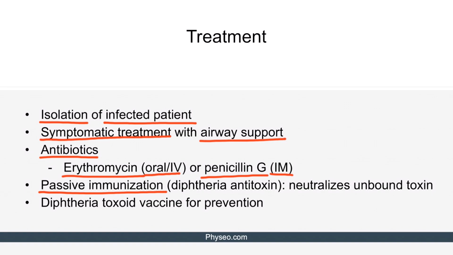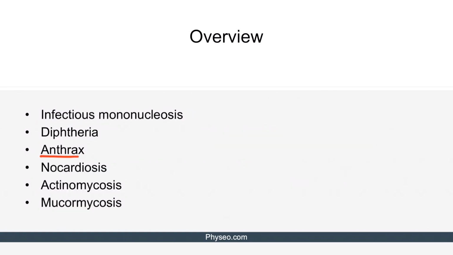Passive immunization with diphtheria antitoxin neutralizes unbound toxin. Therefore, it's administered early in the disease course. And finally, the diphtheria toxoid vaccine is available for prevention. Okay, let's move on to anthrax.